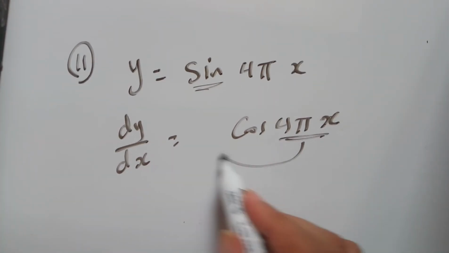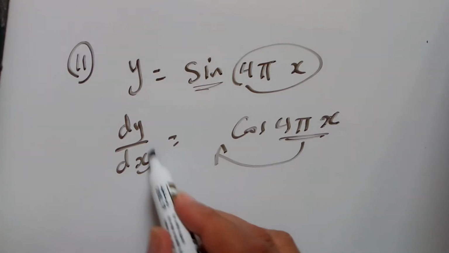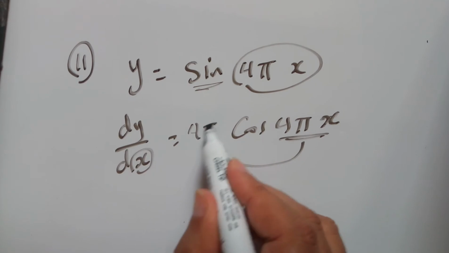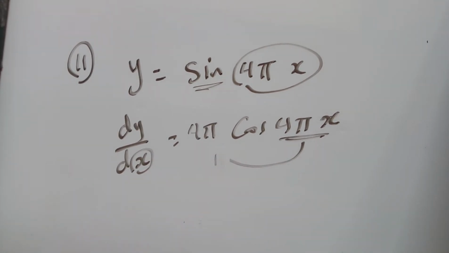But what is the derivative for u here? This is u, not x, like this one. Then you must take the derivative for the inner function. It will be 4 pi. 4 pi is a constant.